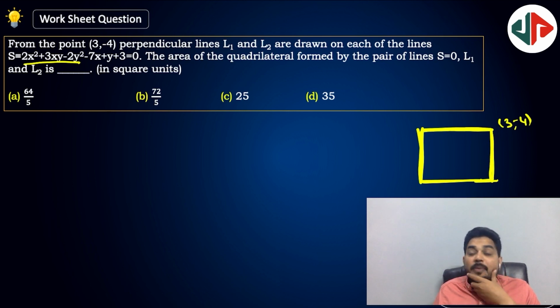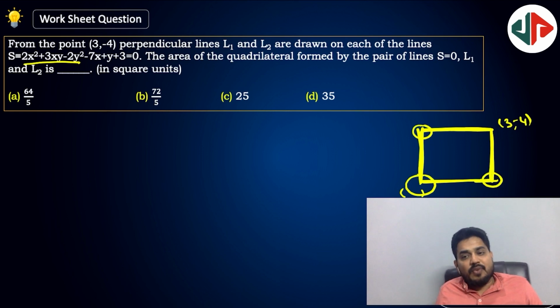You will be getting the rectangle. So what is this point? I don't know, you need to find this point. They are asking the area of this particular quadrilateral. So maybe what you can do is find out all the vertices and proceed. That's the best way of doing this question.